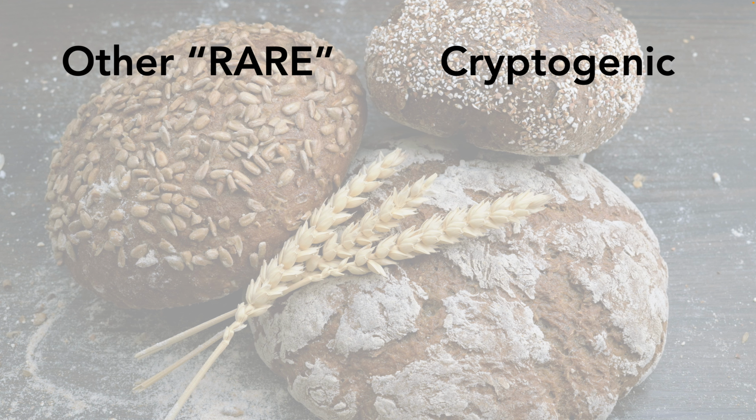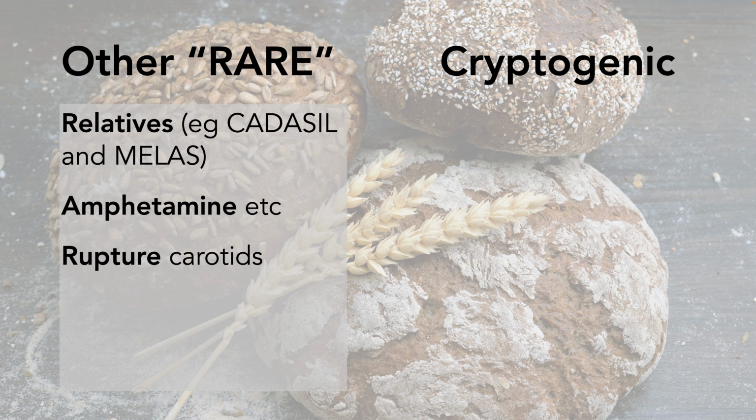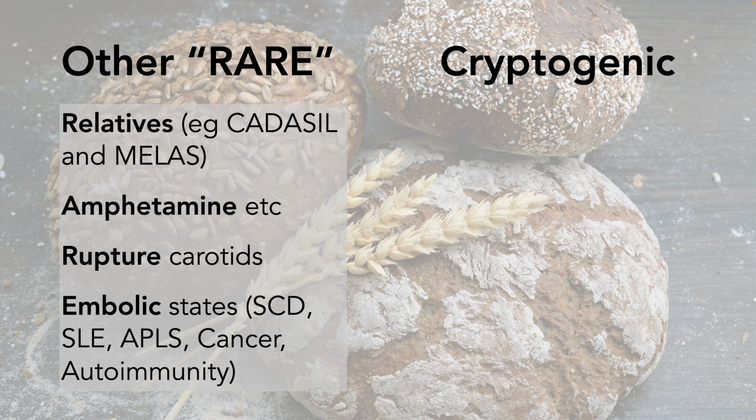So I've tried to sort of parse that out a bit. So your monogenic syndromes, which we love at the Walton, like CADASIL, CARASIL, Fabry's, MELAS, that kind of thing, they are your rare causes that are genetic, and amphetamine use, much more common, as is carotid artery dissection, rupturing of them, and embolic states, okay, so sickle cell, lupus, antiphospholipid, cancer, active cancer is prothrombotic, remember, Virchow's triad, and autoimmunity.